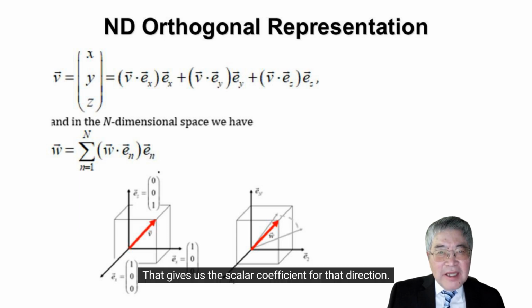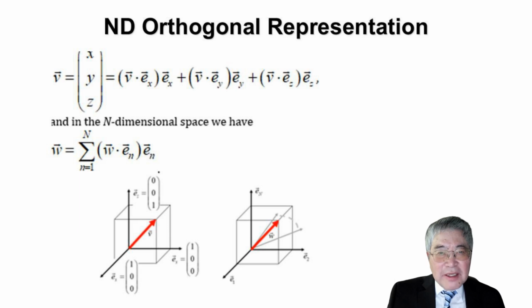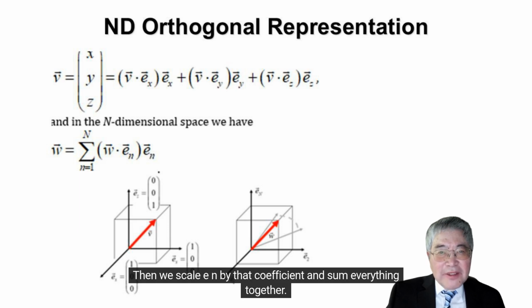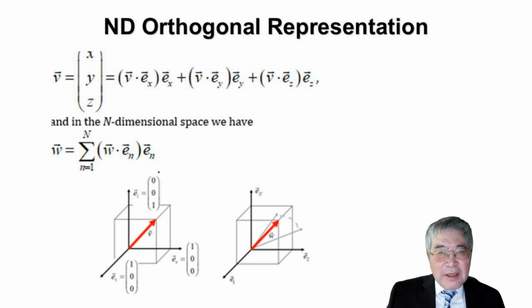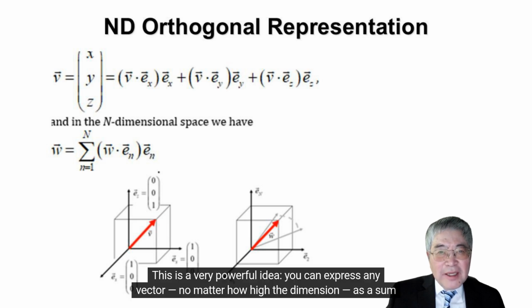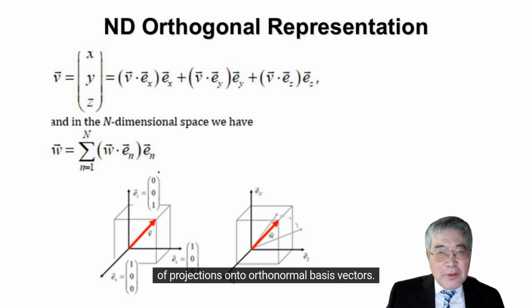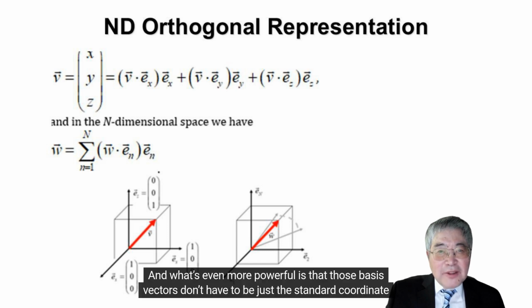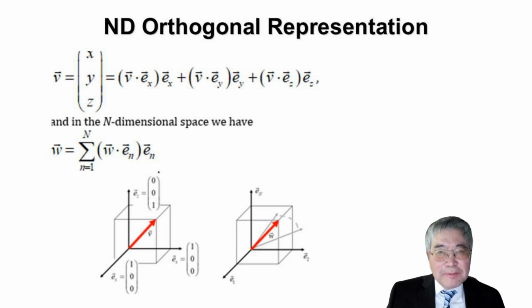That gives us the scalar coefficient for that direction. Then we scale En by that coefficient and sum everything together. This is a very powerful idea. You can express any vector, no matter how high the dimension, as a sum of projections onto orthonormal basis vectors. And what's even more powerful is that those basis vectors don't have to be just the standard coordinate axes.